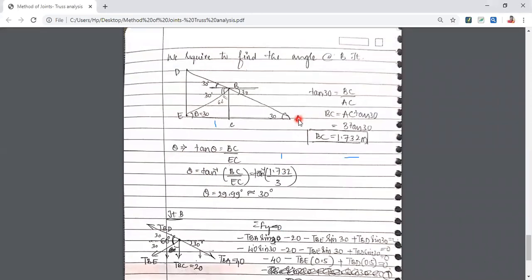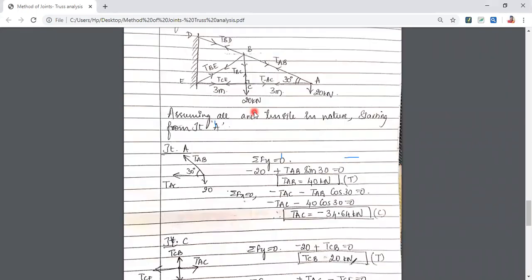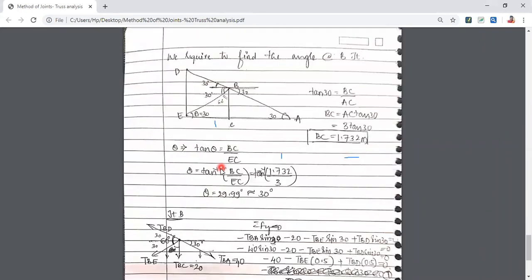Okay. So once I find the height, what we do next is, I need to find this angle. If I want to find this angle, tan of theta is opposite upon adjacent. I have found BC now. Adjacent, I know it is given in the question to us that it is 3 meters. So we have found this and this. So I'll take tan inverse of BC by EC. I get the value as 29.9, approximately 30.